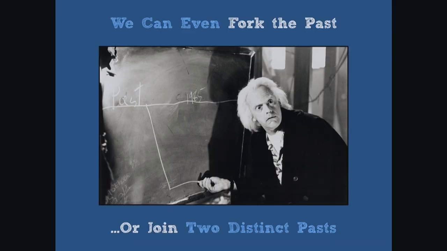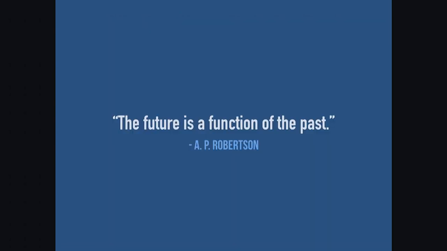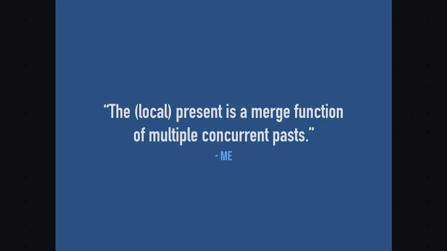And we can even fork the past into parallel universes. Sounds extremely funky, but it can be useful. Or we can do the other way around. We can join two distinct pasts, two event logs, into one single local present, which can actually be extremely useful. It's been said that the future is a function of the past. The first reference I found to this was this Australian math teacher called Robertson from the 70s. The future does not change the past. But, sir, I would rather say that the local present is a merge function of multiple concurrent pasts.